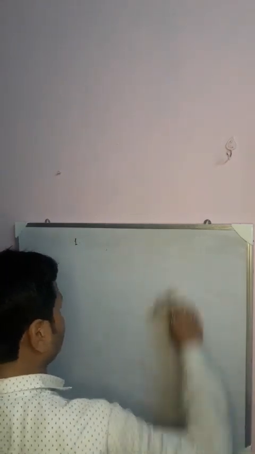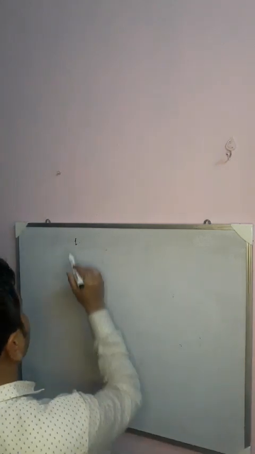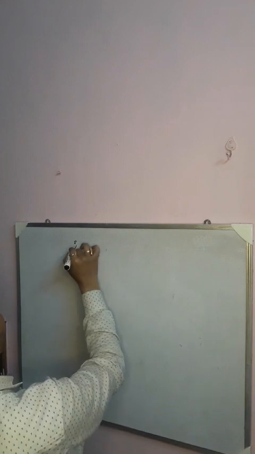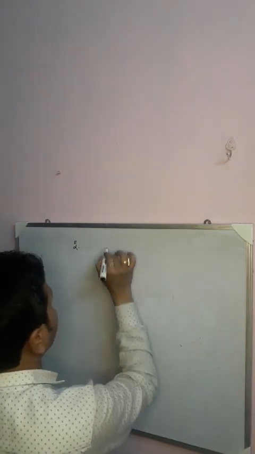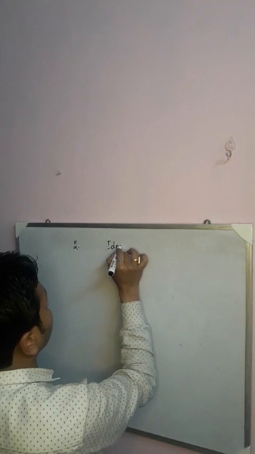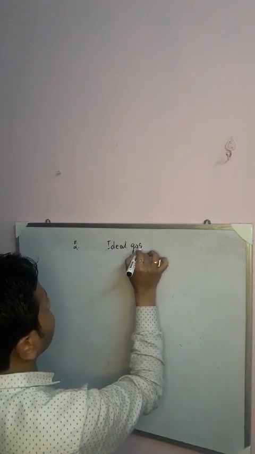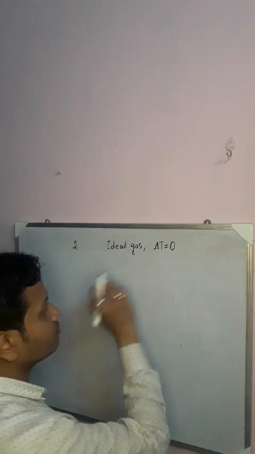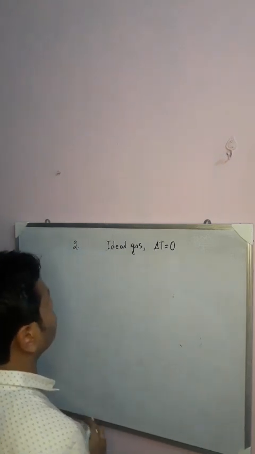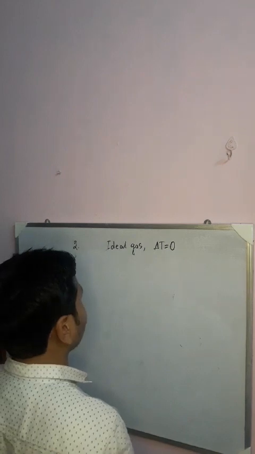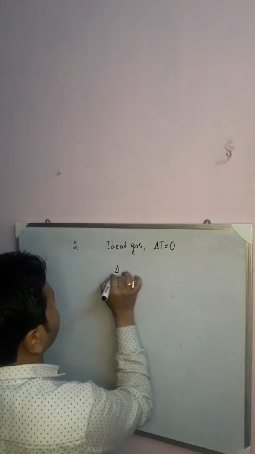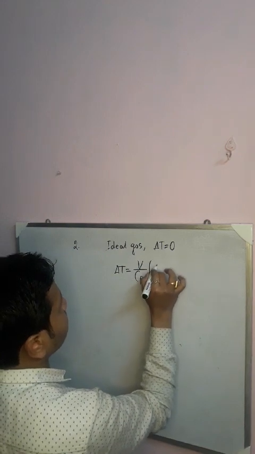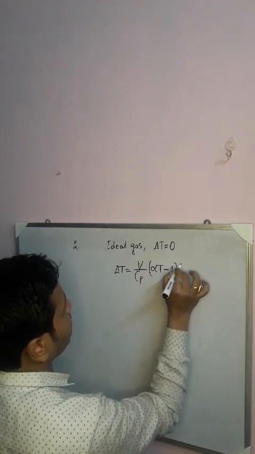Now let us move to the second numerical. That is, we have to show that for an ideal gas, delta T will be 0. I think I have told it previously, so I can also do it now. We know that previously we derived this relation: del T equals V by Cp, alpha T minus 1, del P.